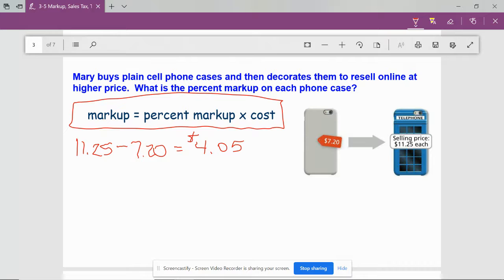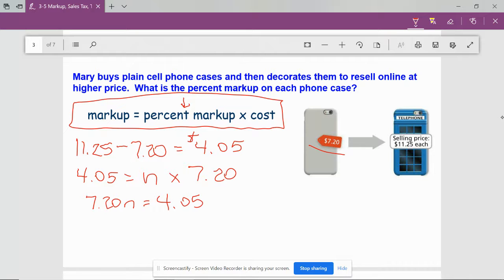When we go to put that into our equation, that is going to be $4.05 equals our percent markup. That's what it's asking us, so we don't know that. That's our variable, and we're going to multiply it by our original cost for the phone case, which is $7.20. So we're going to multiply that by 7.20. And this just becomes a nice and neat little one-step equation problem.